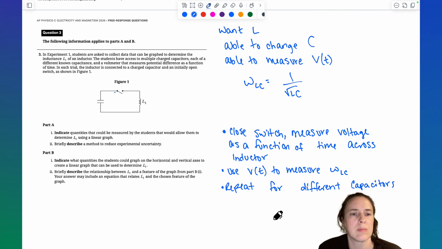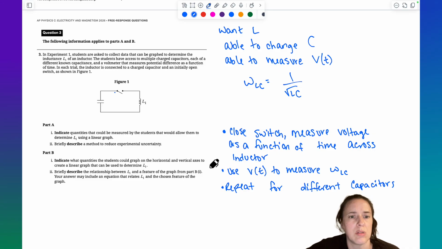Okay. So we know our capacitors, so I'm going to say probably need to measure our capacitors. So indicate quantities that can be measured. So this is going to count for both I and II. So we're going to close our switch. We're going to measure the voltage. We're going to use that to measure our oscillation frequency. And we're going to repeat for different capacitors. Okay.